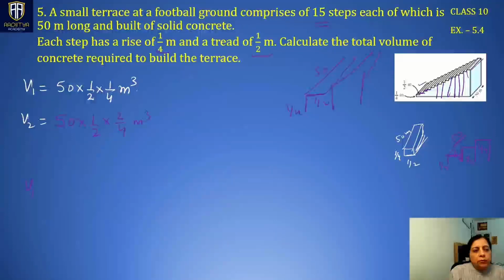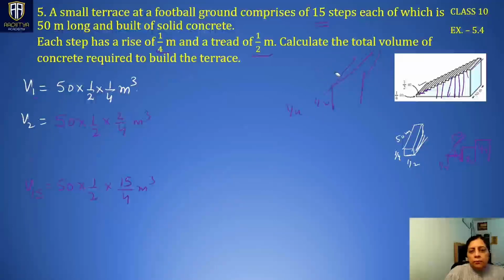So we have V15 in the same pattern: 50 multiplied by half multiplied by, V1 was 1 by 4, V2 was 2 by 4, so it will be 15 by 4 meter cube. This is the sequence that we have got from the volumes. And we have to take the whole volume. We have to find the volume of this whole concrete. That means the sum of these 15 steps has to be considered as the whole sum.